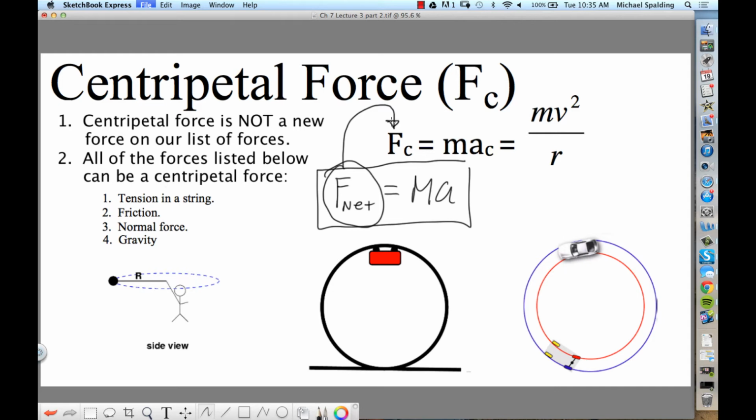Sometimes you'll have multiple forces as the centripetal force. Like for example, imagine a roller coaster ride going through a loop-de-loop. So here's the roller coaster ride. Woo! Okay, when the car is right there, we freeze it. What are the forces on the car?